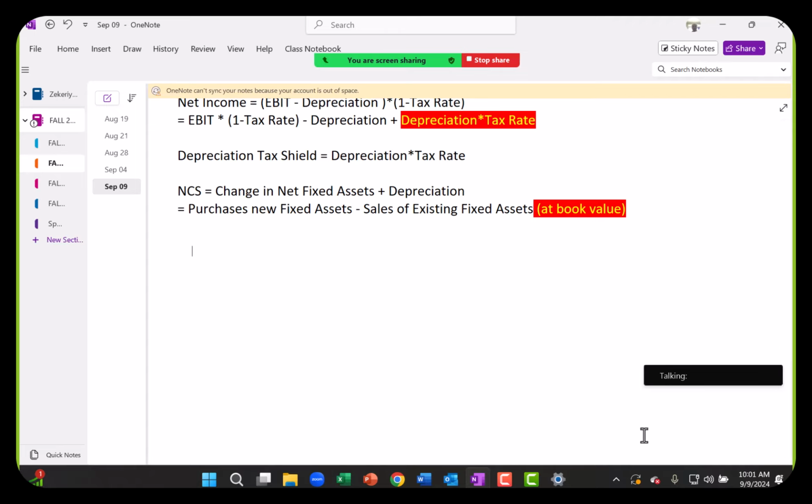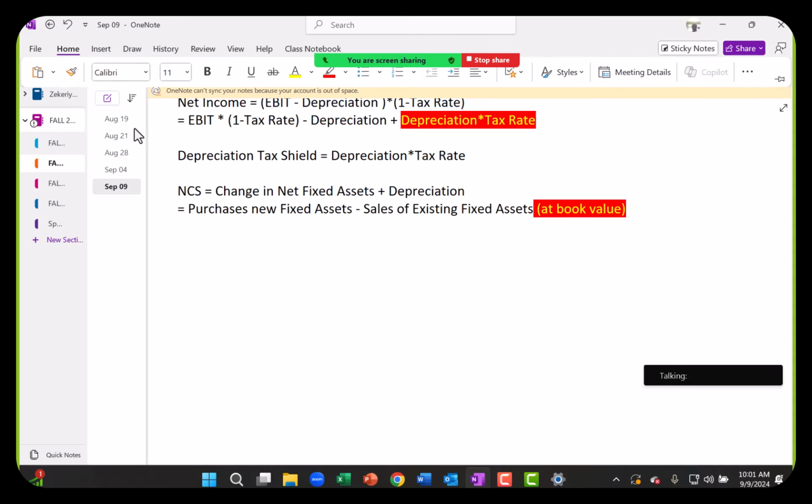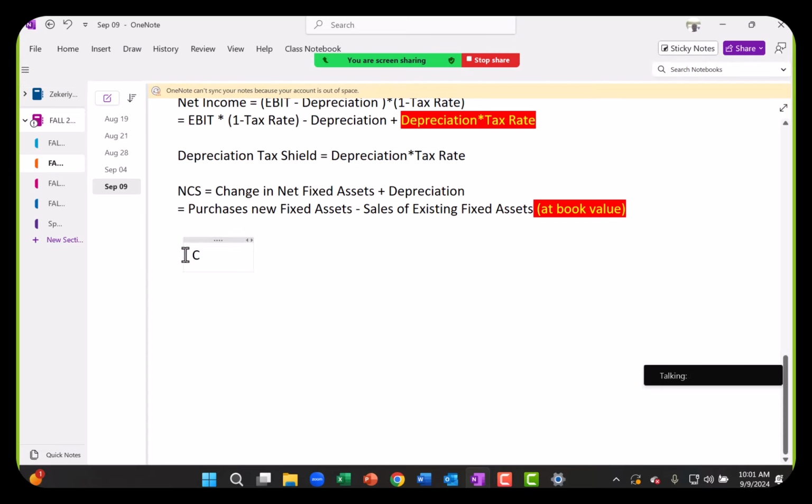And change in net working capital, change in current assets minus change in current liabilities.